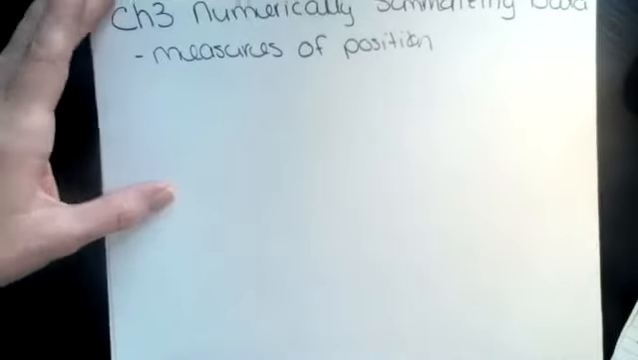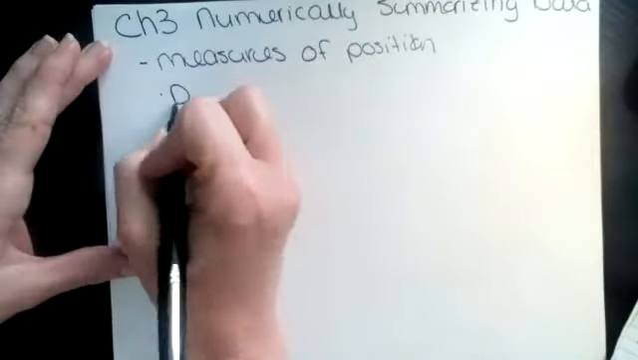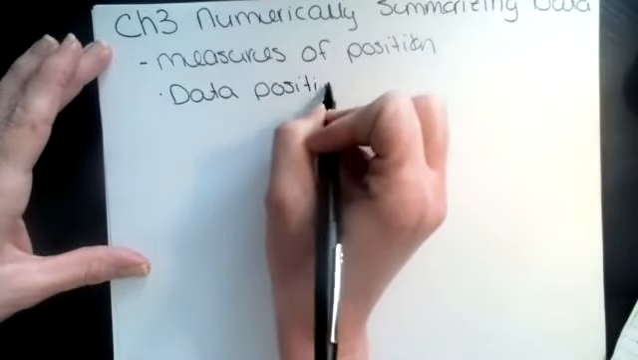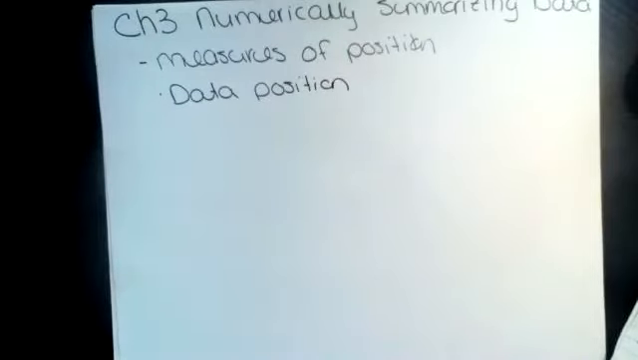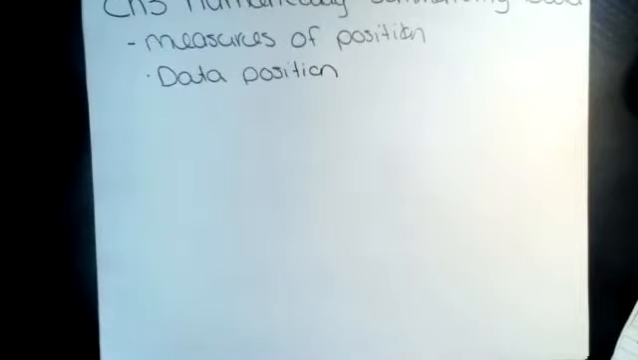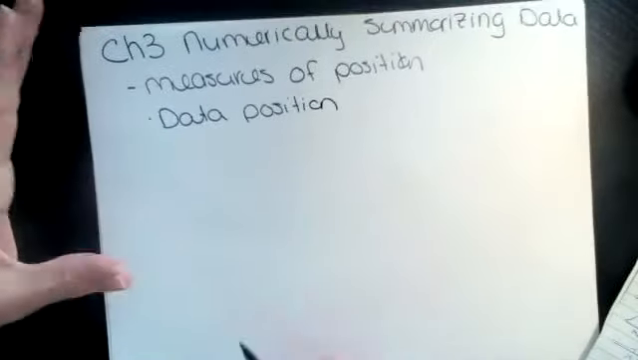So with our data position, last class we left off with talking about percentiles. Remember, I said we're not going to calculate percentiles, but it was just the knowledge of what a percentile is. If we had the 40th percentile, that means 40% of the data values are smaller than that one data value, and 60% are higher or larger. So with that knowledge, we're going to move on to quartiles.